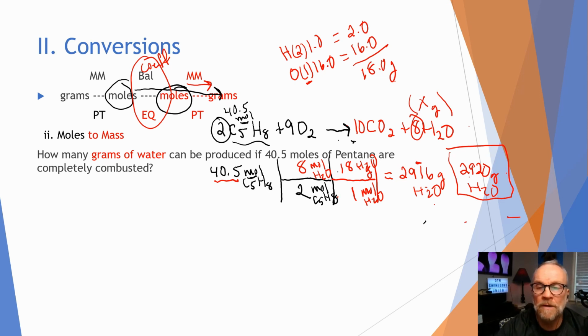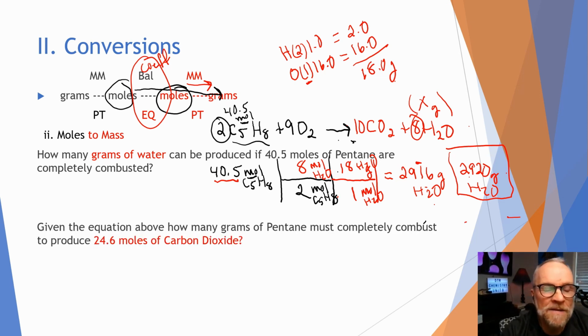Let's do another one. Wow, because they're so much fun. That says, given the equation above, how many grams of pentane must completely combust to produce 24.6 moles of carbon dioxide? Okay, so let's erase some of the stuff up here just to help us with a point of reference on our problem. So grams of pentane are what we're solving for here, and we're given 24.6 moles of carbon dioxide as our starting place.